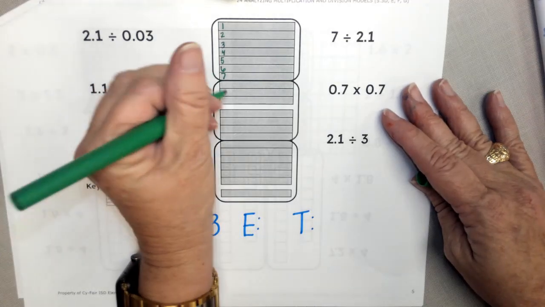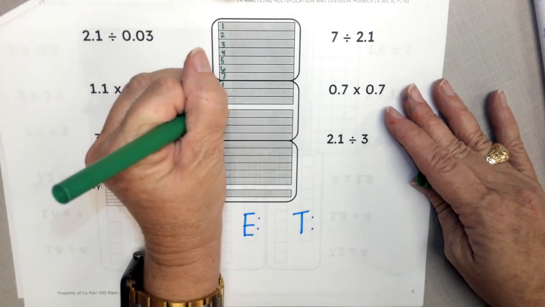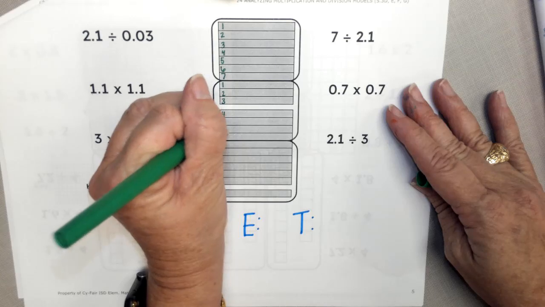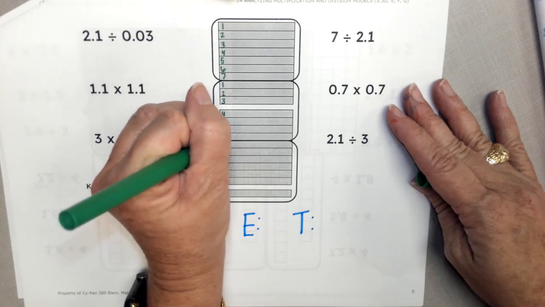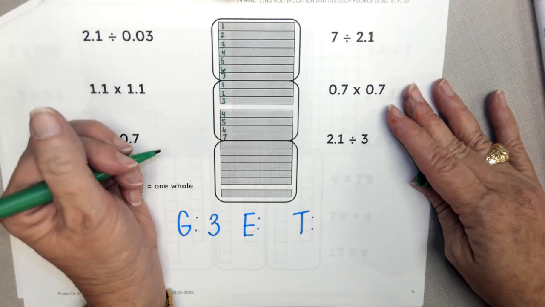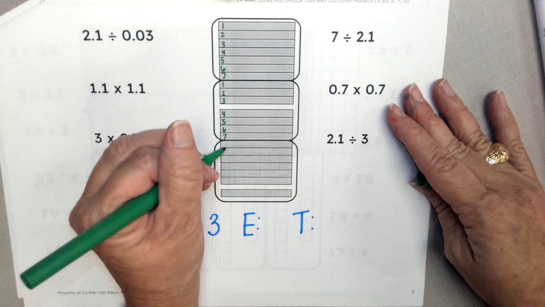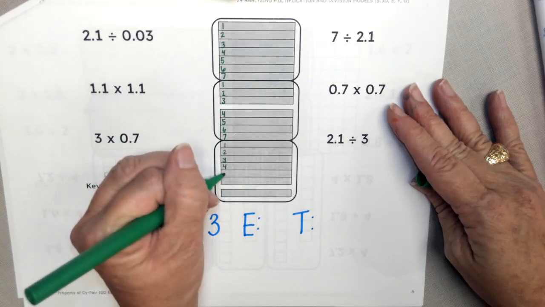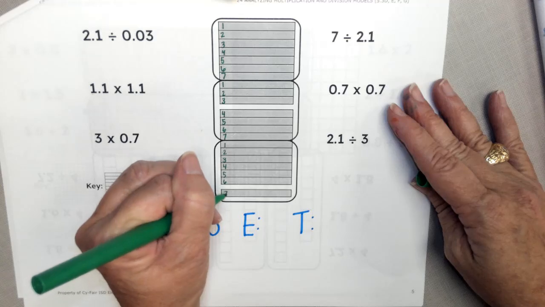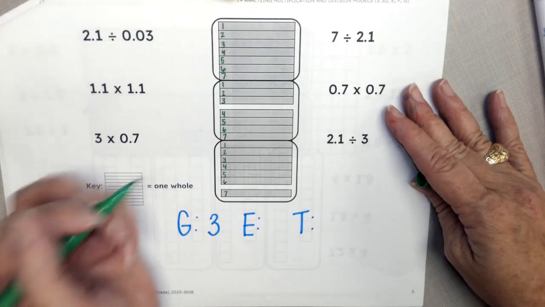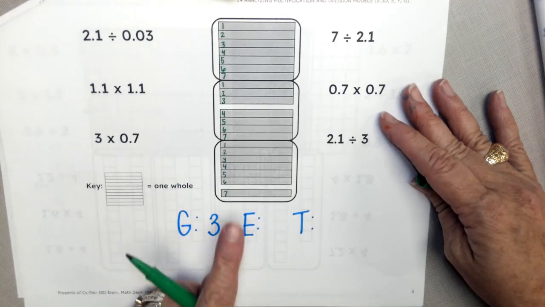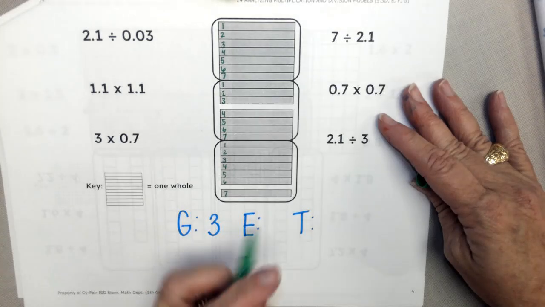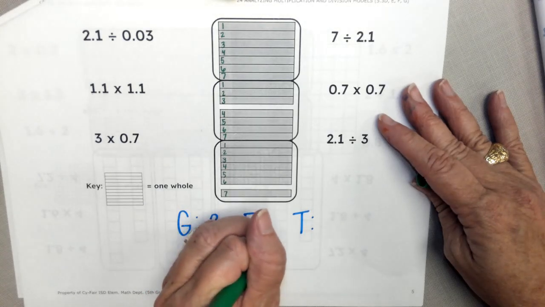Let's count again. 1, 2, 3, 4, 5, 6, 7. And then finally we'll count one more time. 1, 2, 3, 4, 5, 6, and 7. Okay, now that I have these labeled, I'm going to write that as 7/10.